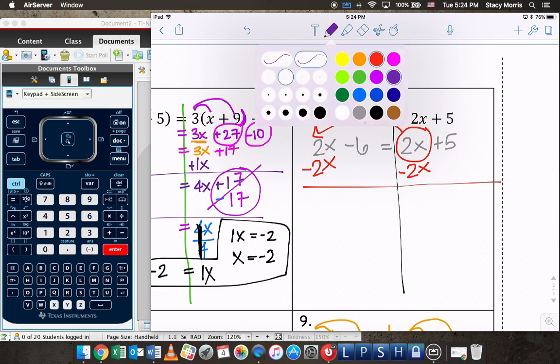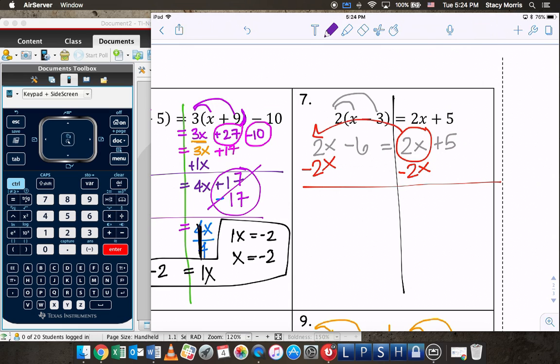So this 2x and the negative 2x on the right-hand side, these two cancel. That's a 0 pair. That's what we wanted to happen. What also happens, though, is these two cancel: a 2x and a negative 2x. Again, that's a 0 pair. Those are going to cancel. So what we're left with is negative 6 equals 5.